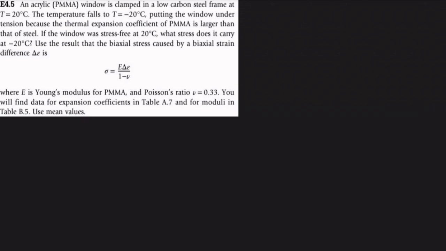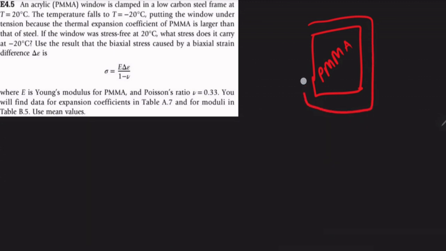Okay, for question 5, take a second and look at this question. This question says a window. So we have a window like this. It's made up of PMMA, which is acrylic, and the frame of the window is made up of what? Low carbon steel.